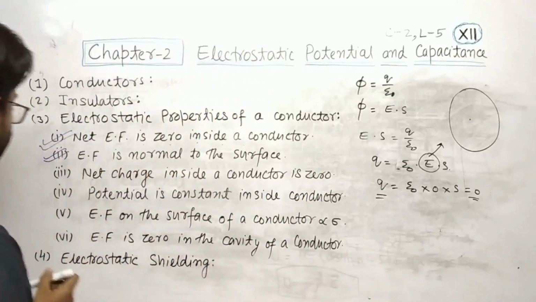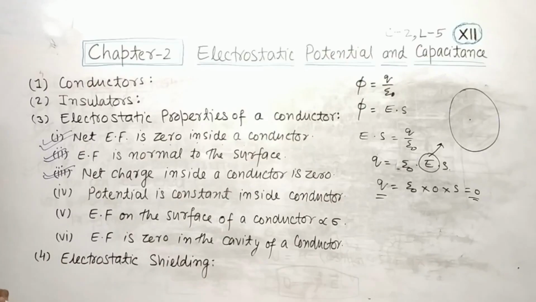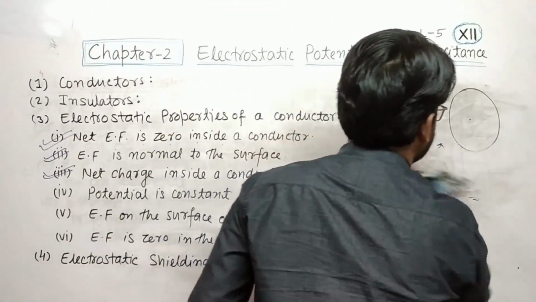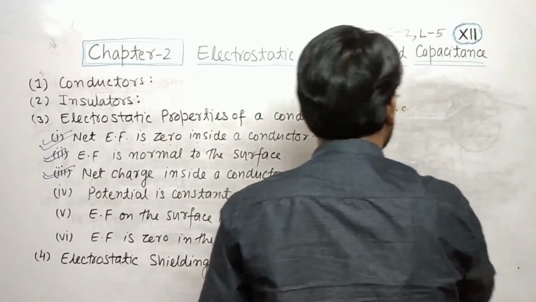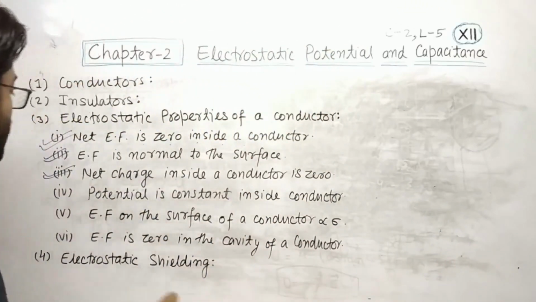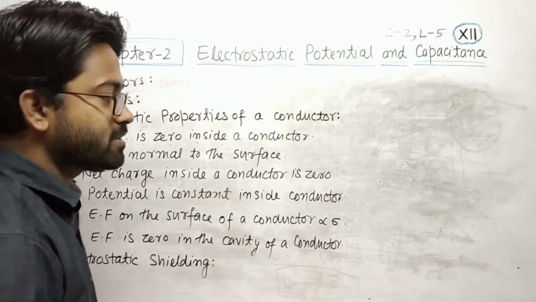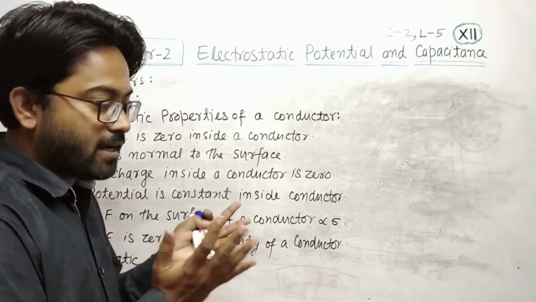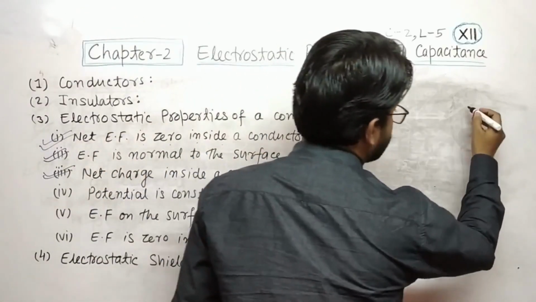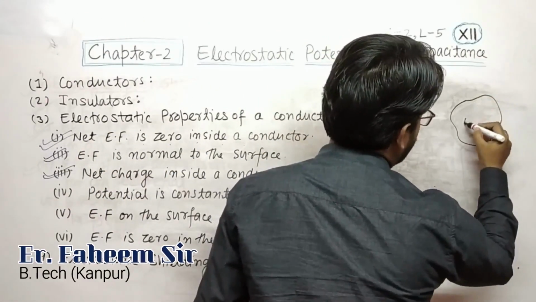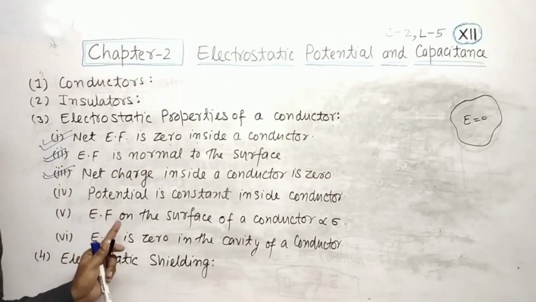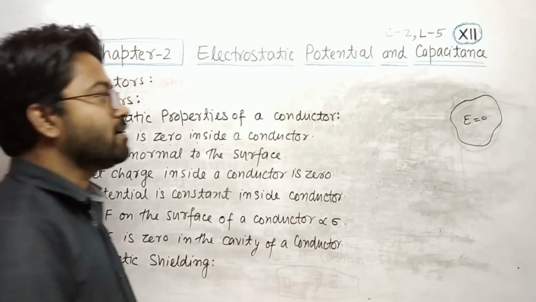Next point is that potential is constant inside a conductor. If there is a conductor, potential inside the conductor is constant. How? That is the point. Inside a conductor, at every point, potential is constant. Let us suppose this is a conductor. In the previous point, we discussed that the electric field inside a conductor is 0.